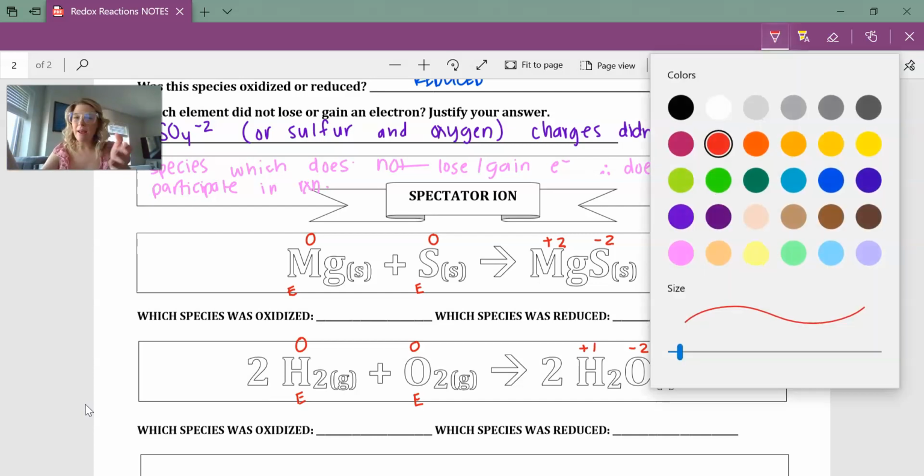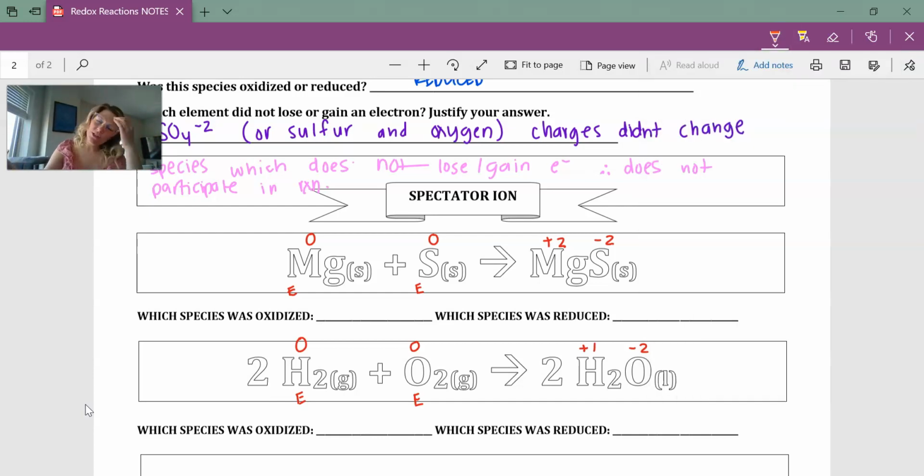So whenever we're going through these reactions to determine which species is being oxidized and reduced, I like to do exactly what I've been doing. I like to show Mg is going from Mg 0 to Mg plus 2, 0 to plus 2. My charge is increasing. That's a loss of electrons. And for sulfur, S is going from 0 to minus 2. That's a gain of electrons. And that should help me out.